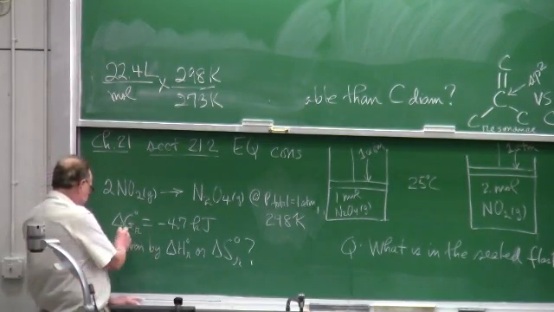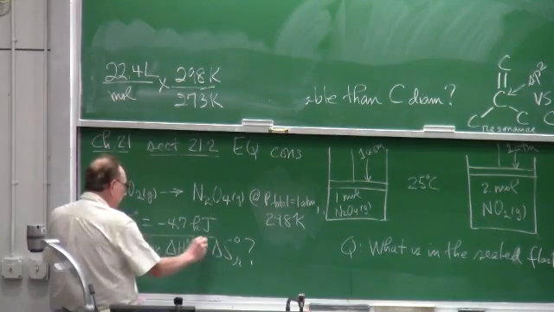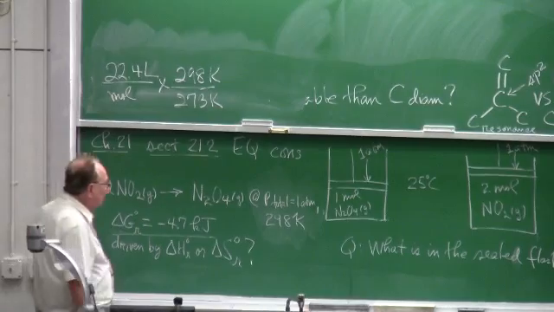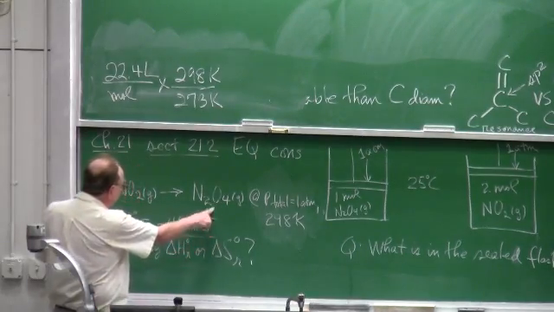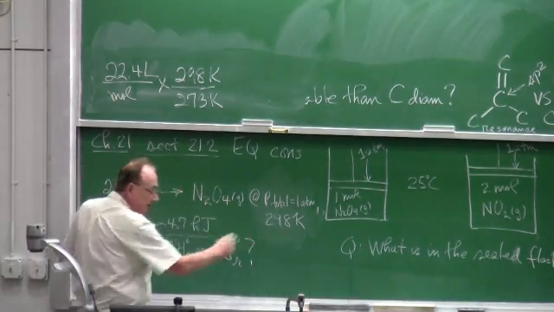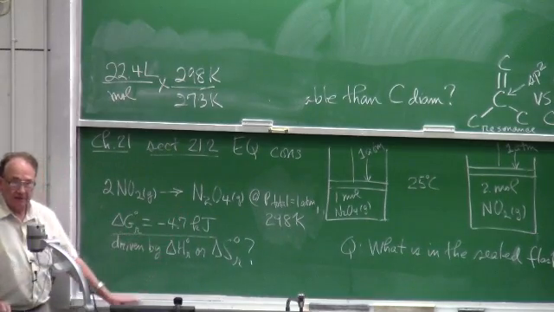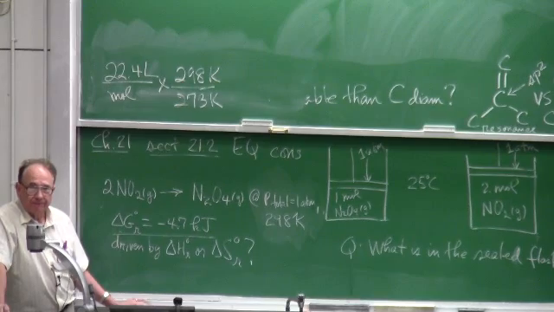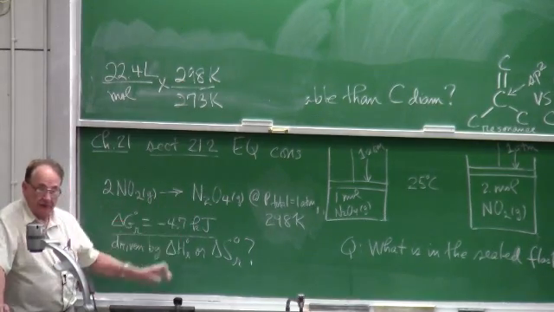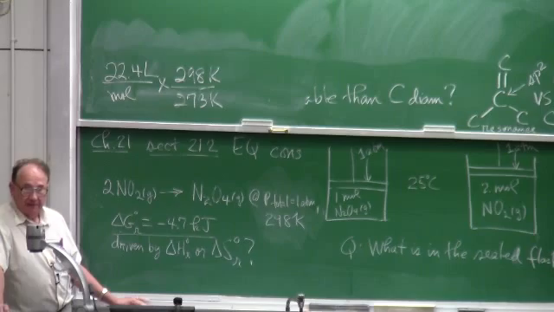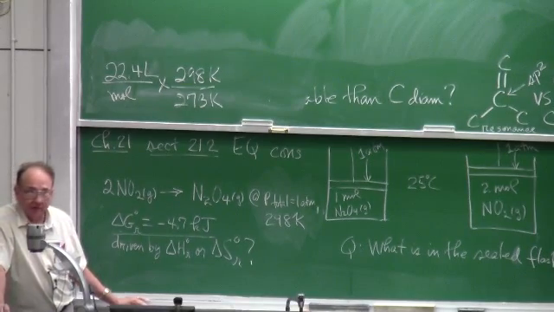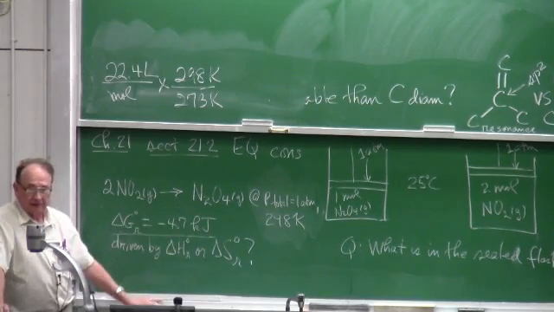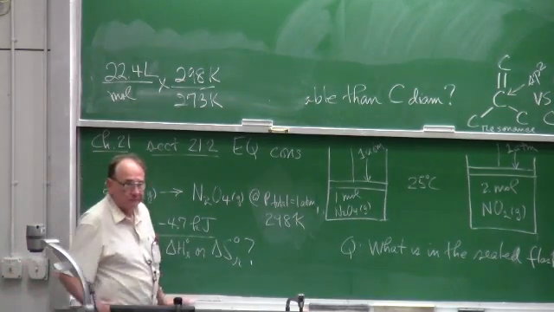What does this tell us? The reaction is spontaneous. Does it tell us something about the relative thermodynamic stabilities of a mole of this versus 2 moles of this at these conditions? Which one is more stable? Is this spontaneous going this way? Yes. So which one is thermodynamically more stable? 1 mole of this or 2 moles of this? 1 mole of this.